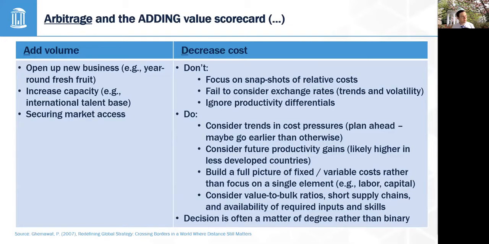Arbitrage can also be applied across the adding value scorecard. So you can think about how locating different parts of your value chain in different countries can accomplish these different goals: either increasing volume, decreasing costs, or differentiating.